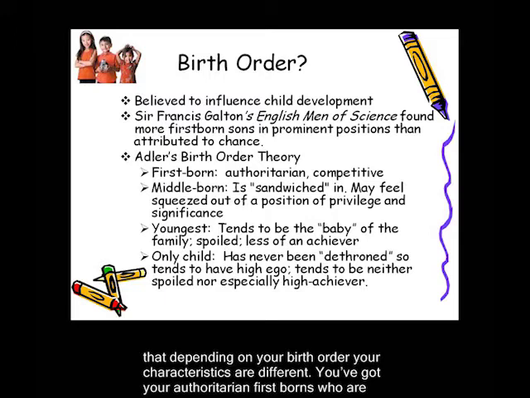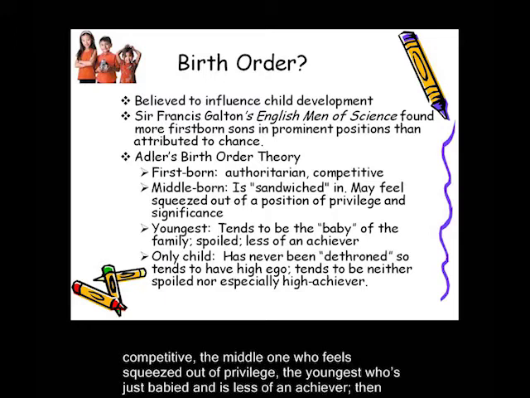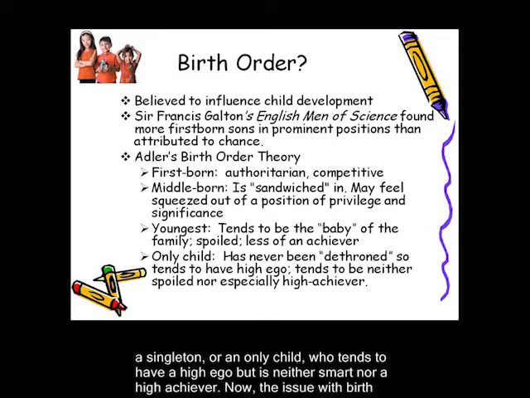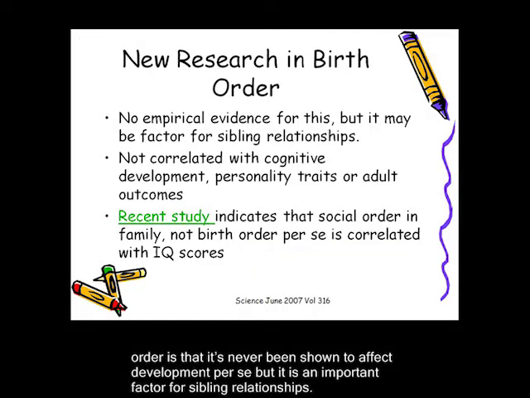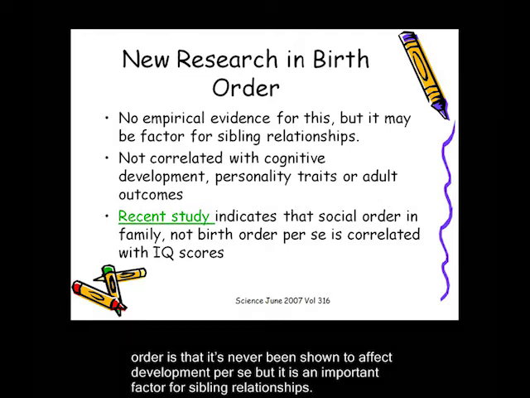You've got authoritarian firstborns who are competitive, the middle one who feels squeezed out of privilege, the youngest who's just babied and is less of an achiever, and then a singleton or an only child who tends to have a high ego but is neither spoiled nor a high achiever. Now, the issue with birth order is it has never been shown to affect development per se, but it is an important factor for sibling relationships.